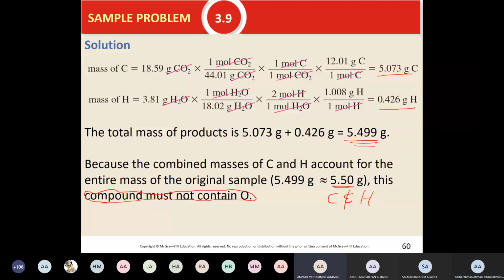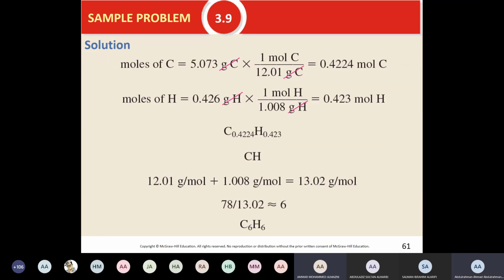Yes, you have a question? Doctor, if in the end we have not CH but something like C2H, here we should do 2C plus 1H and divide the mass by that number. Sure. Right? Sure. Okay, clear?